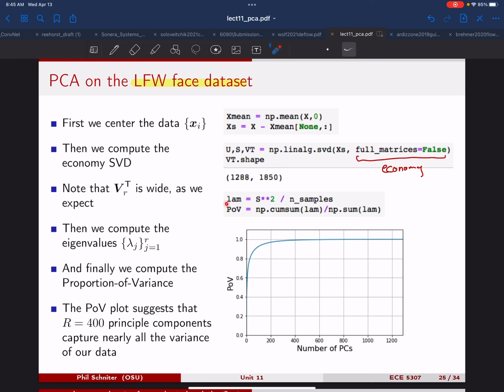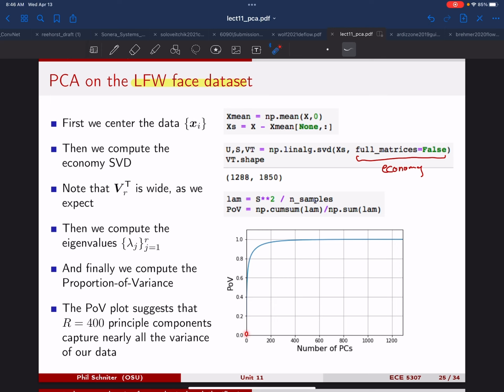Now, in terms of this lambda, remember those are the eigenvalues. We know that those are just the squared singular values divided by the number of samples. So now we have our vector of lambdas. And finally, if we want to plot or compute the proportion of variance, this is just going to be a partial sum over the lambdas divided by the sum of all the lambdas.